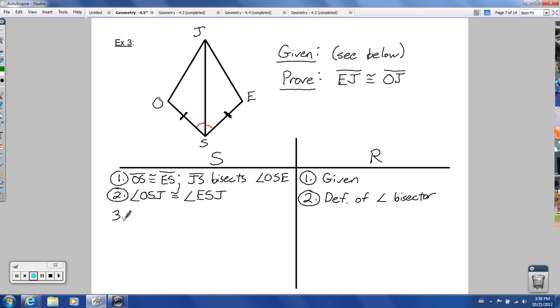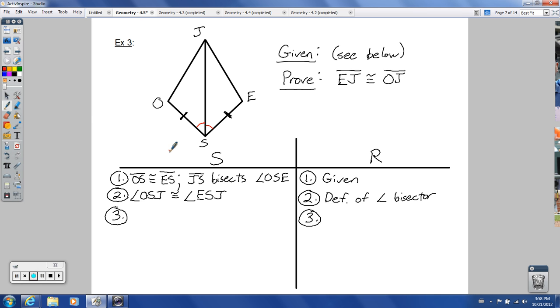Alright, so let's do step 3. What else do you see in the picture that hopefully is pretty obvious that both triangles can have in common, or both triangles will have congruent one to the other? Well, I got a side here, I've got an angle. I can't prove the angles here are congruent. I can't prove, I didn't say that it bisected angle OJE, but I do see that they have this side in common. So they have side JS in common.